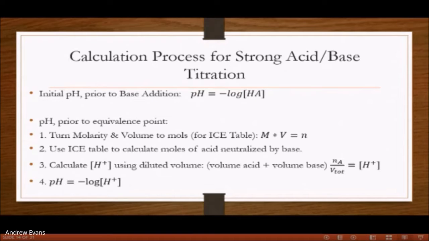Step 1 is calculate moles of both acid and base. Take the molarity and the volume to give us moles. Step 2, use the ice table to cancel out some acid with the base. Step 3, which is dilute, turn moles back into molarity. So you have to use the VA of the acid and the VB of the base to calculate a V total. And then step 4 is just the negative log again.